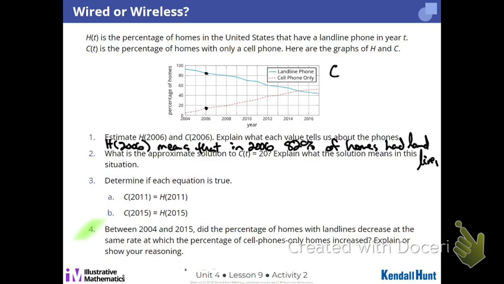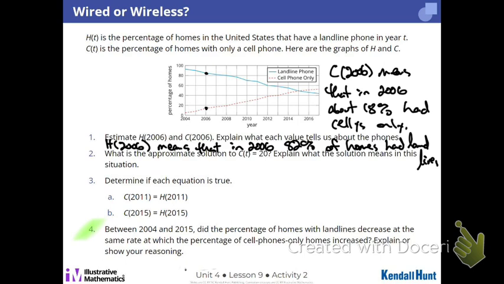And then C of 2006, I'm going to write up here just for space, means that in 2006, about, I put 18%, had cell only. But you just would have to be close to that, because I could imagine there might be a percentage with no phone at all. Okay, so next up, what is the approximate solution to C of t equals 20? And what that means is, at what year did cell phone only reach 20%? So I'm looking right here at this 20.